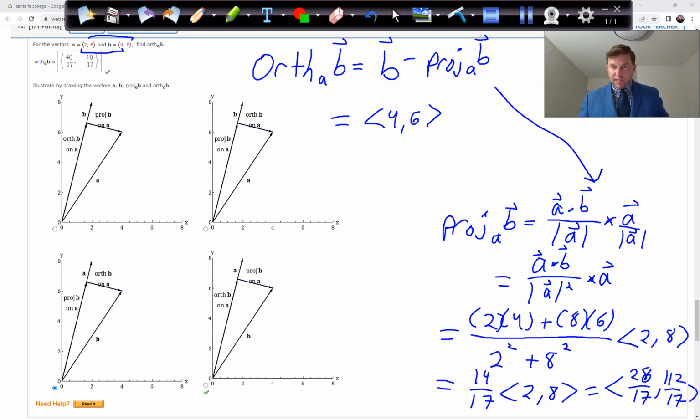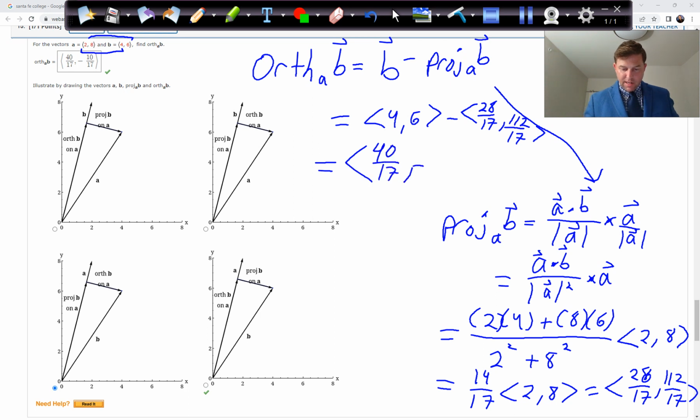Then you're multiplying that into the vector A, which is 2, 8. So you get 28/17, and 8 times 14 is 112/17. Now that goes back up here. And the only difficult part of this is just getting lowest common denominators and making sure your fraction work is correct. But if you do this, you should get 40/17 and minus 10/17. So that's the orthographic projection of B onto A.